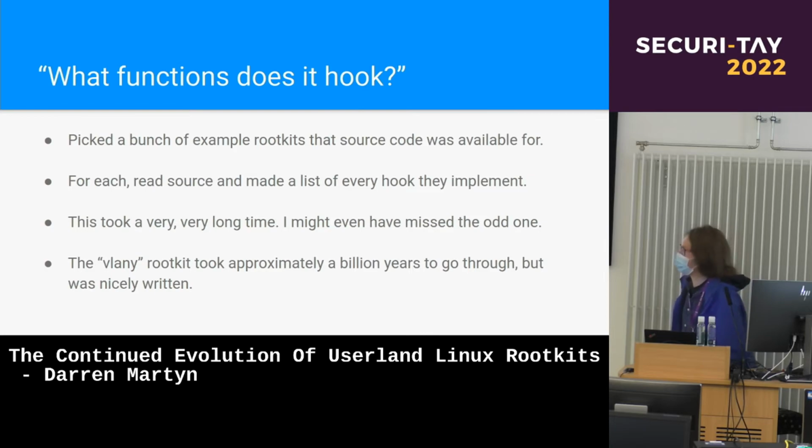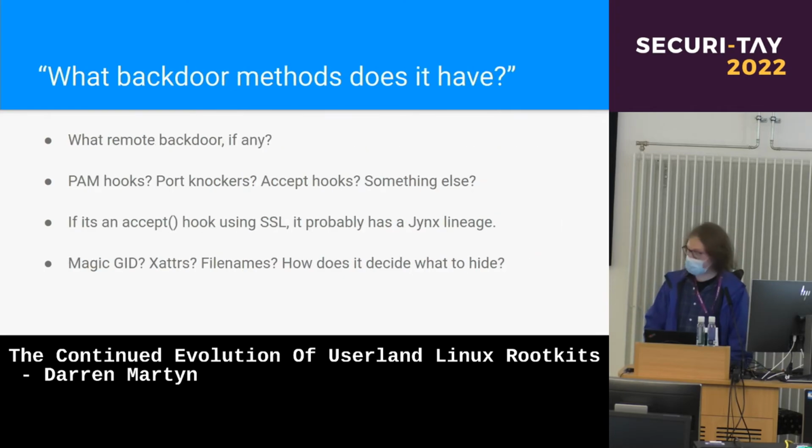So for the question of what functions it hooks, I do have the spreadsheet. I'll be uploading it later. I picked a few example rootkits and basically made a list of every hook they implement. Some of them only implement like 10 hooks, and some, I think it was Umbreon, implement like 100 different hooks. Somebody sat down and went, forget it, I'm writing a backdoor for every single function in glibc. It took ages. I still need a couple of friends of mine to go over it and make sure I haven't missed anything. Vlany also took a billion years to go through, but at least whoever wrote that one put all the names of the hooks in one file so I could actually read it. So that's one way of categorizing them.